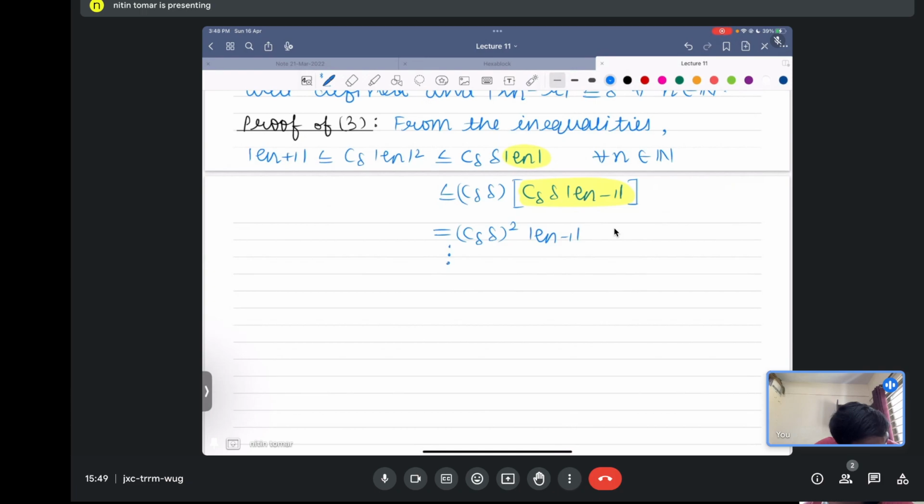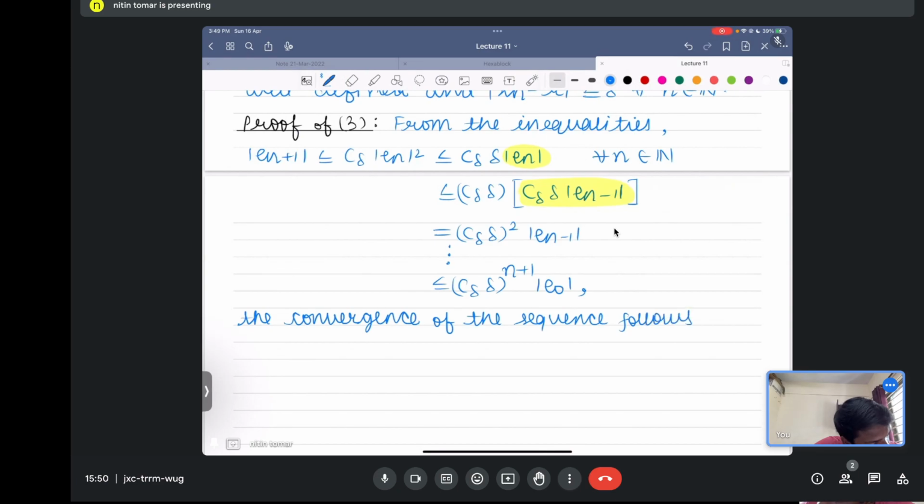Now if you keep on doing this inductively, you will get that this is actually less than or equal to (C(delta) delta)^{n+1} times E_0. Now E_0 is a fixed number, and so from these inequalities the convergence of the sequence follows, as delta times C(delta) is less than 1, right?